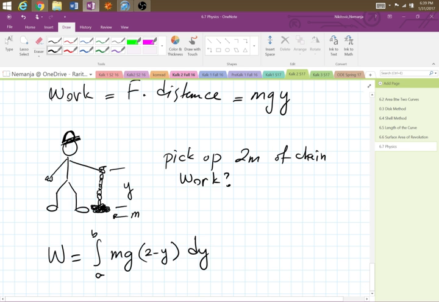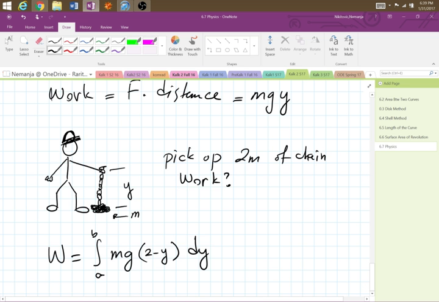Because each point of the chain is a different distance from the ground, so you need to calculate the ones that are on every point. Yeah, but why 2 minus y? Everything you both said is correct, but it's not answering my question. Why 2 minus y? Why is it not y plus 2? Why is it not 2 times y? Why is it not y squared? Why is it 2 minus y?